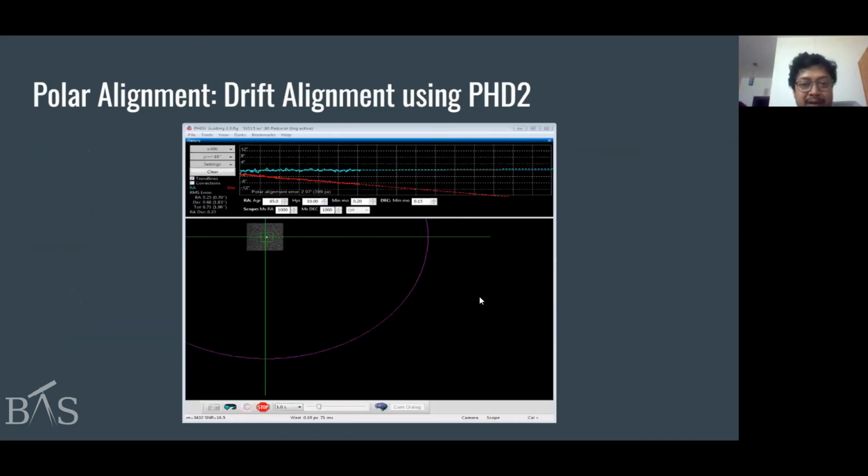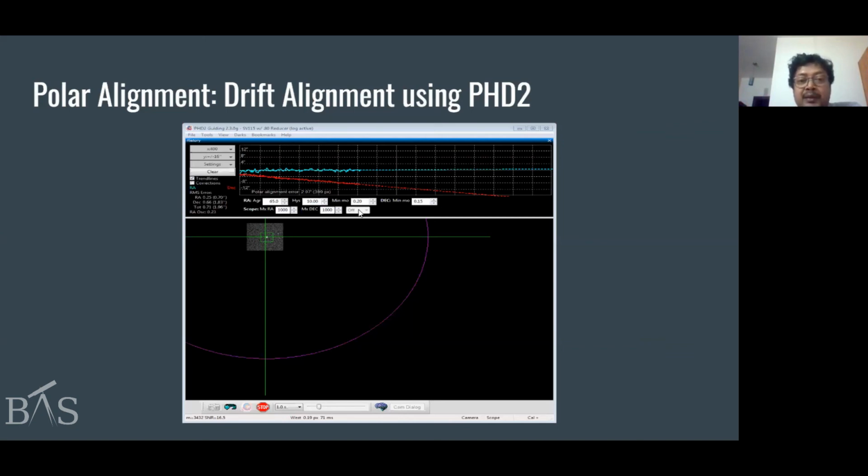All you have to do in PHD2, first, is calibrate. I'll explain the calibration part. Instead of going through the tools, choosing the drift alignment tool, and letting it tell you everything, which is not really necessary, you can calibrate, and after the calibration has finished and it has started guiding, you turn on the trend lines, turn off the corrections here, and make sure that your dec guiding is off. These are the 2 things you need to do.